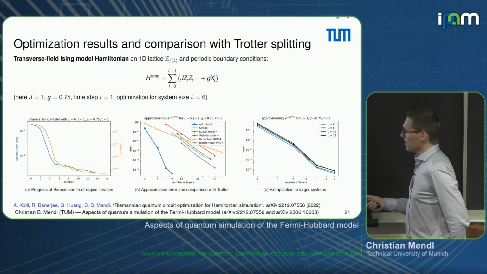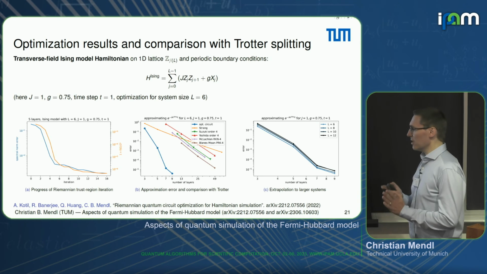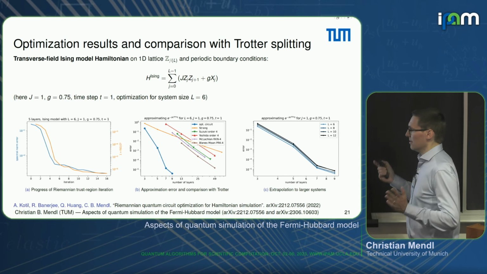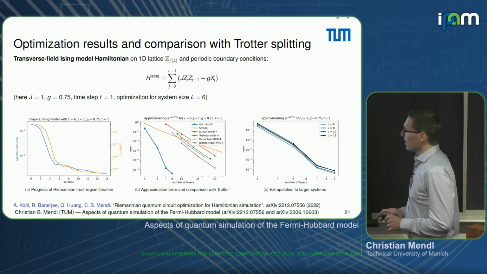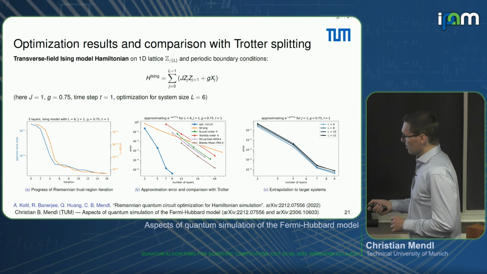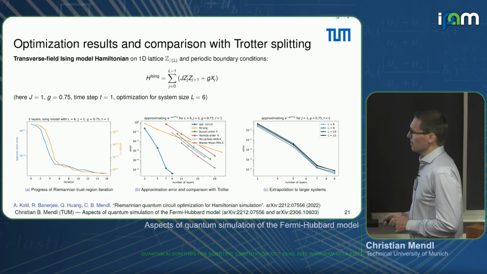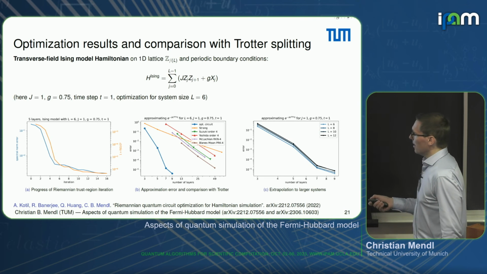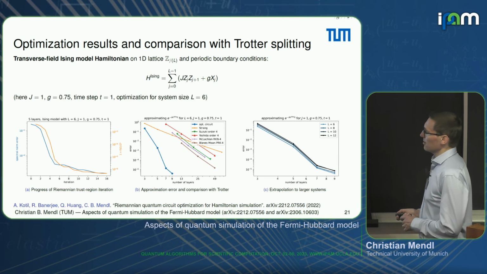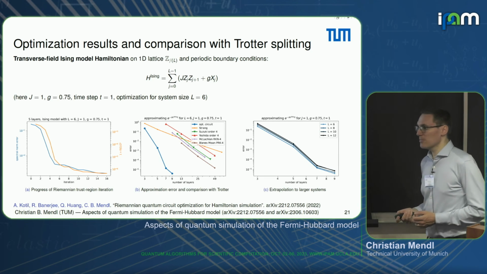So what you see is basically here, the blue curve would be the error after our optimization. So this would be our method. And on the x-axis, you see the number of circuit layers, so basically the depth of the quantum circuit, and on a log scale, right? And here on the y-axis you see the spectral norm error, and these other curves here are the errors which you get from the usual Trotter splitting methods, right?